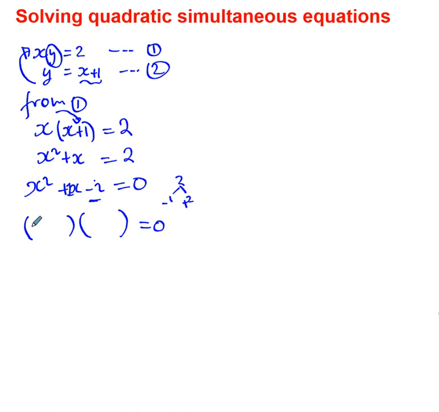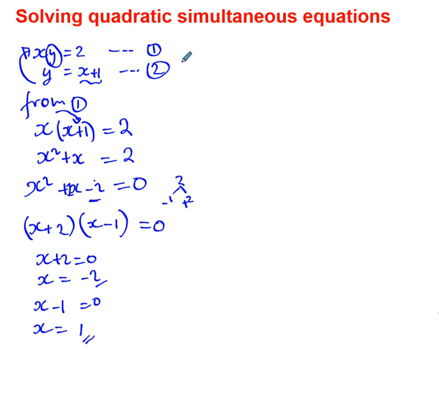Okay, so x on both sides, and then our other numbers are going to be plus 2 and minus 1: x plus 2 and x minus 1. At this point we take one of the brackets to say x plus 2 equals 0, and therefore x equals minus 2. If we take the second bracket, we get x minus 1 equals 0, therefore x is equal to 1. Okay, so we've got our values of x. Now we need to find the values of y.